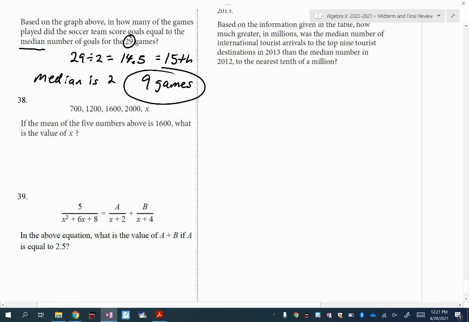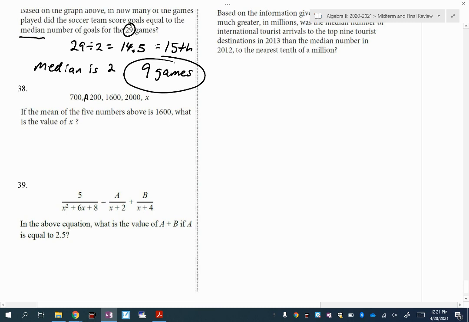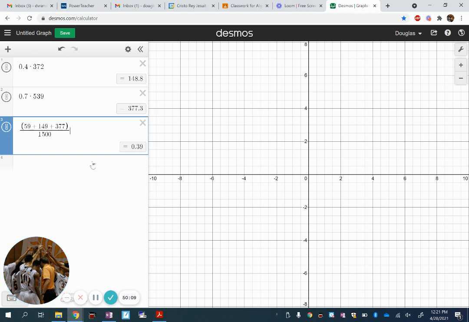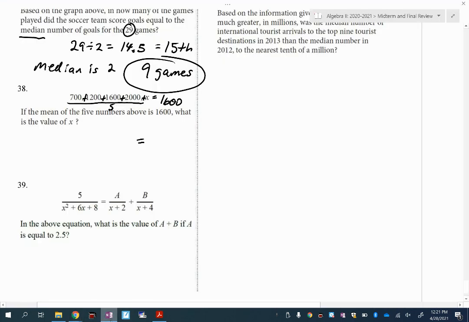Okay, 38. If the mean of the 5 numbers above is 1600, what is the value of x? So you have 700 plus 1200 plus 1600 plus 2000 plus x, divided by 5, equals 1600. So let's multiply and do some adding here. So I have 1600 times 5. I'll use some Desmos since I can use the calculator. 1600 times 5 gives me 8,000. So that's going to be here on the right side, 8,000.